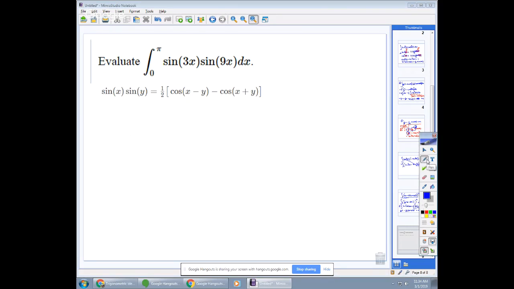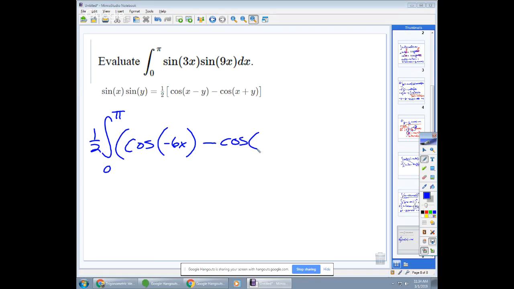All right, so let's see. So now we have the integral from 0 to pi of, let's pull the 1/2 out, cosine of 3x minus 9x, which is negative 6x, minus the cosine of their sum, which would be 12x.